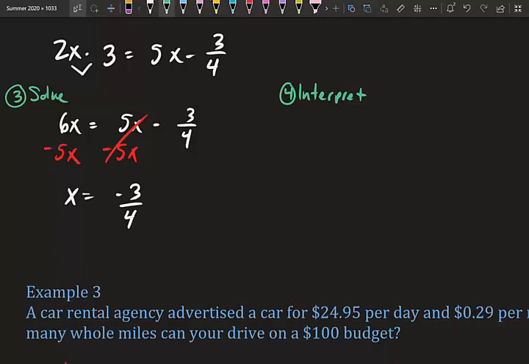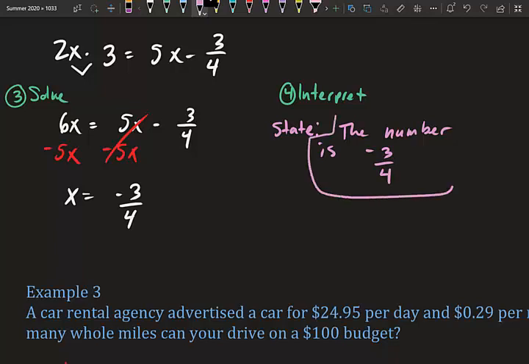And then we state. So we're going to state our answer. Why do we have to state it? Because it's a word problem. Why is it a word problem? Because I ask in words. If you ask in words, you have to answer in words. That's the rule. So to state our answer, we say the number is negative 3 over 4. So that's our answer. You have to write it in a sentence. If you don't, you're technically wrong. And I'll explain more about that in college algebra.